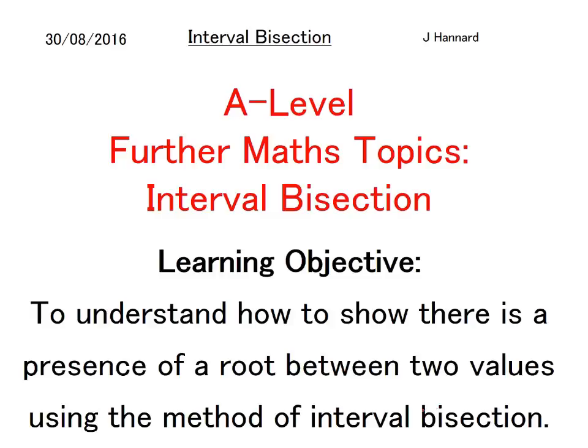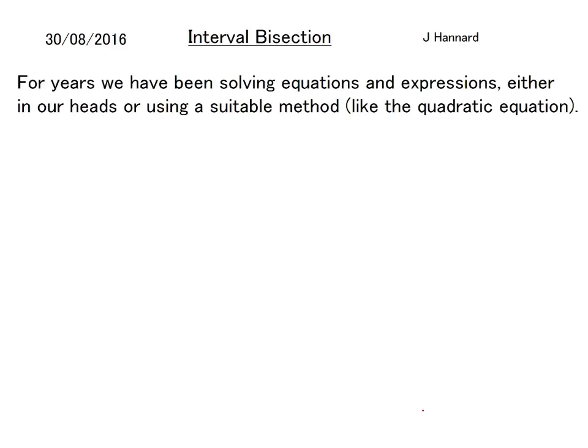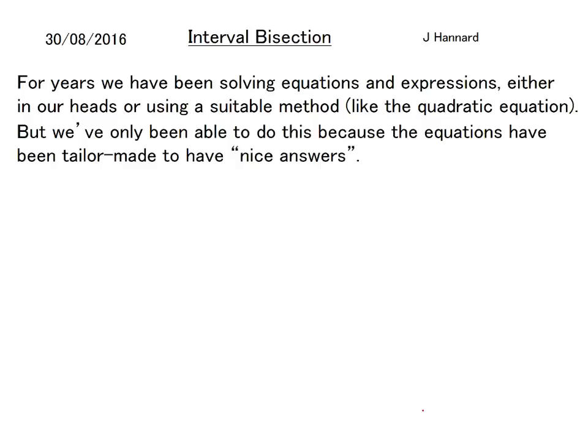So that might sound a little bit confusing, but for years we've been solving equations and expressions either in our heads or using a suitable method like the quadratic equation or factorizing or whatever. But we've only been able to do this because the equations have been tailor-made to have nice answers. You know, whenever you do a quadratic, you very rarely get answers of 1.2376773 to whatever decimal places. You usually get 7 and 5, or 2.5 and 1.5 or something like that.